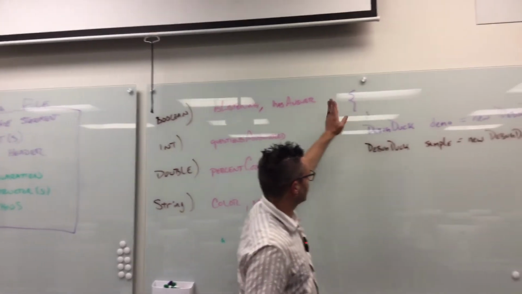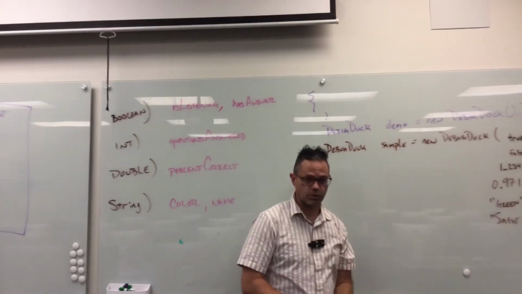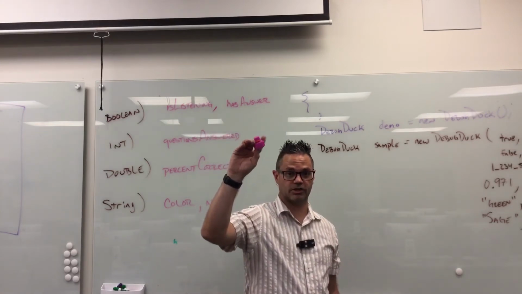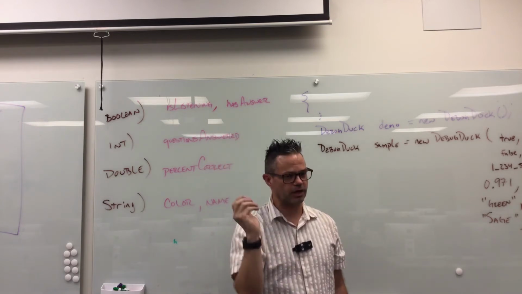As you can see right here, I've got some code on the board. We start off with DebugDuck demo is a new DebugDuck, and when I make a new DebugDuck by default, it automatically makes me a brand new cute little DebugDuck that's magenta, and it's named Ducky. Yay! Cute little duck, wonderful duck, great thing.